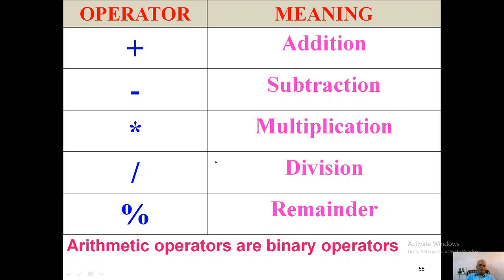Whenever we are performing a division operation, both operands must be integers for an integer result. For plus, minus and multiplication, there is no need to check. Whenever you are dividing, if both operands are integers, the result is also an integer value. So integer division truncates the fractional part.